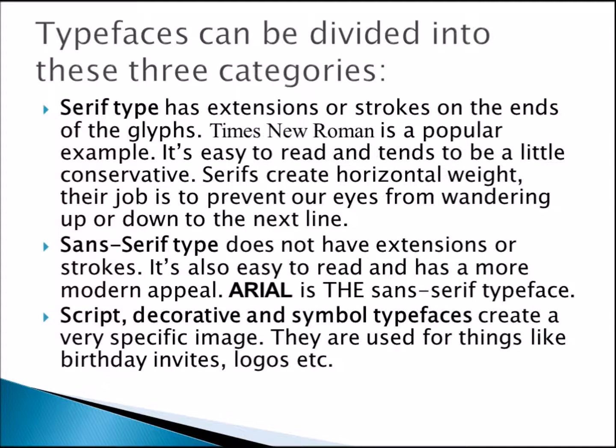Typefaces can be divided into these three categories. Serif type has extensions or strokes on the ends of the glyphs. Times New Roman is a popular example. It's easy to read and tends to be a little conservative. Serif creates a horizontal weight. Its job is to prevent our eyes from wandering up and down to the next line.